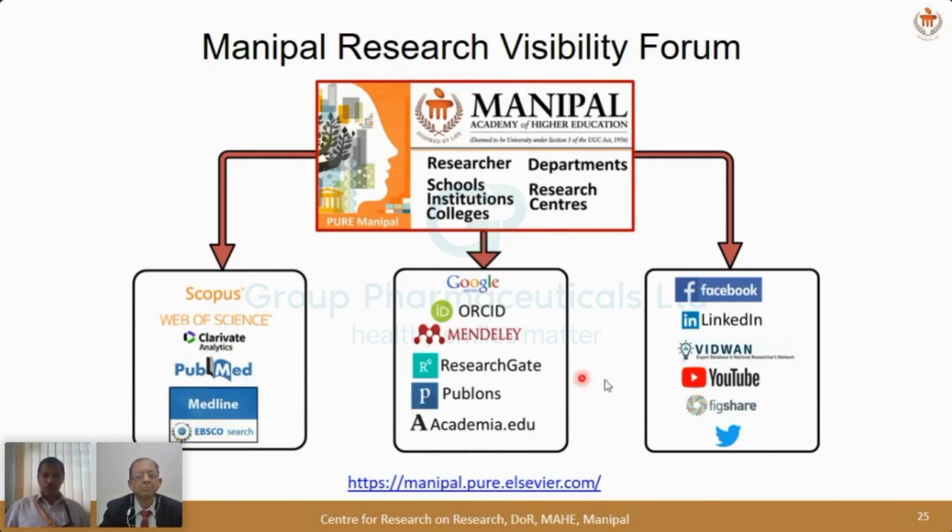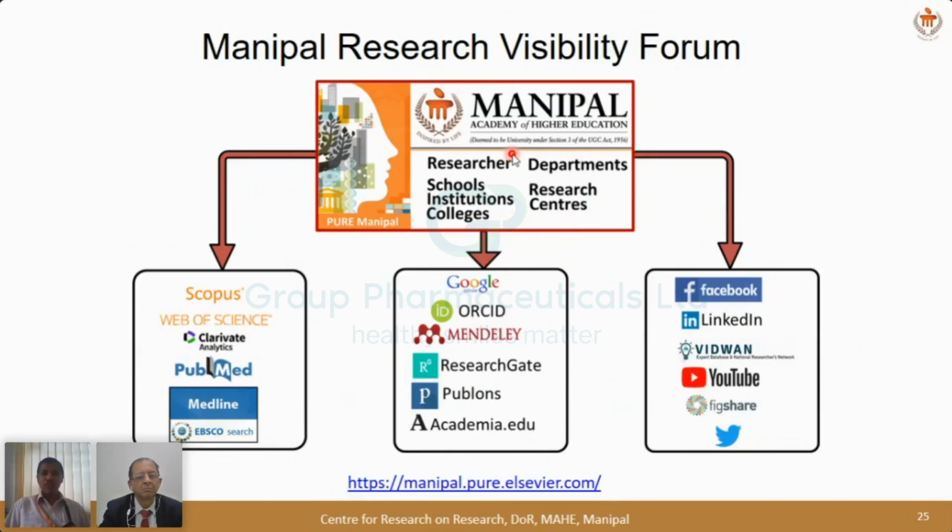You can also see their social media, that is pseudo-scientific social media like Mendeley, ResearchGate, Publons, Academia, and all that can be linked, as well as purely social media like Facebook, LinkedIn, Vidwan, YouTube, Figshare or Twitter can also be linked here. It's a beautiful portal which we implemented.